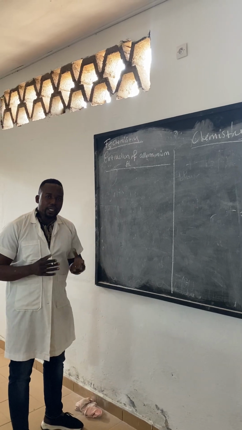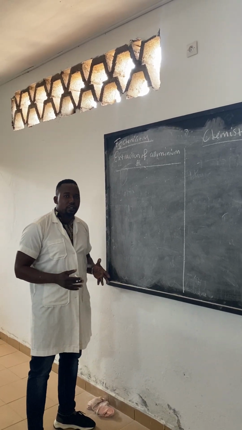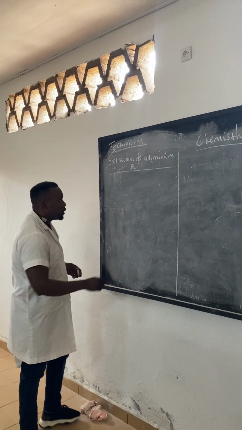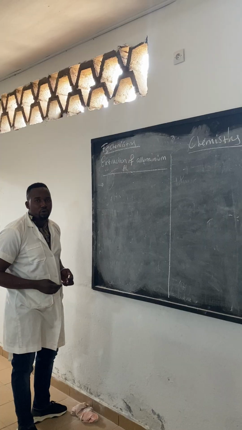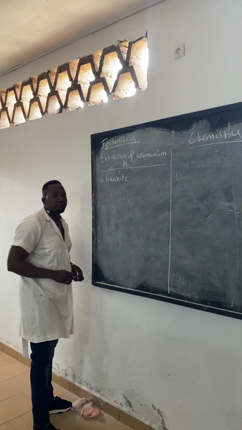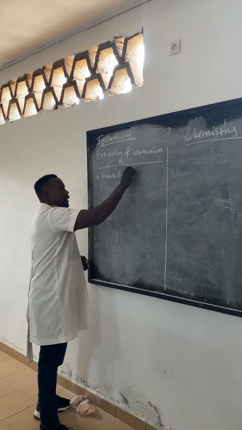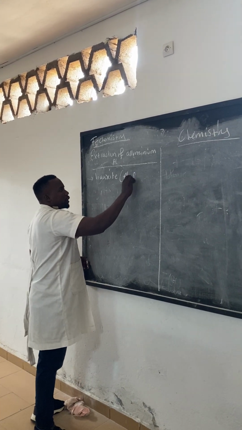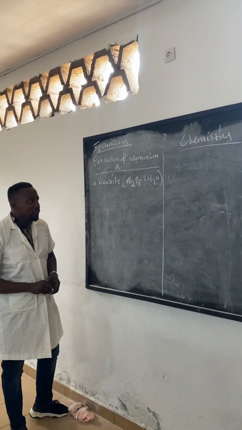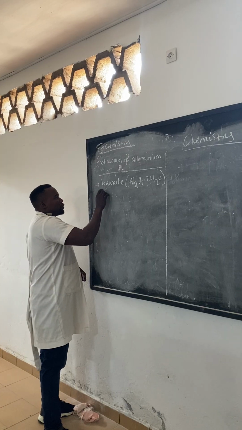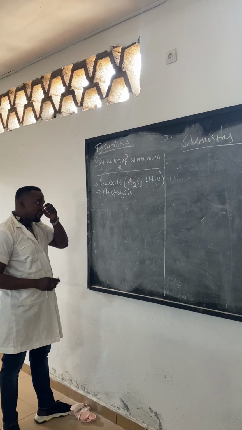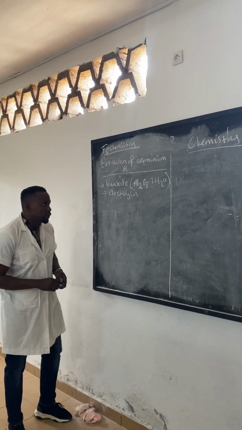I will give you the key points you are supposed to give anytime you are facing a GCE question on extraction of aluminium. Point 1. We simply need to know that aluminium is extracted from the ore bauxite. Here is the chemical formula of bauxite. So this is the name of the ore from which aluminium is extracted by a technique known as electrolysis. So point 1, we have aluminium extracted from the ore bauxite by electrolysis.